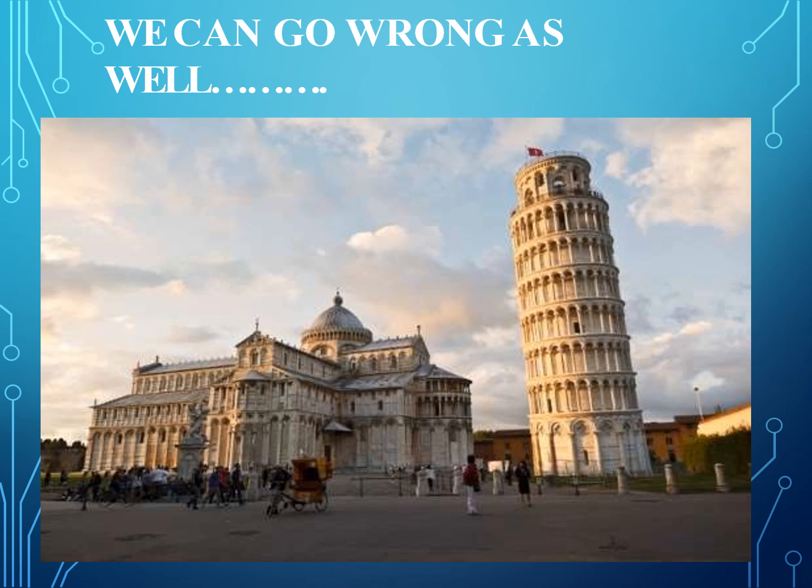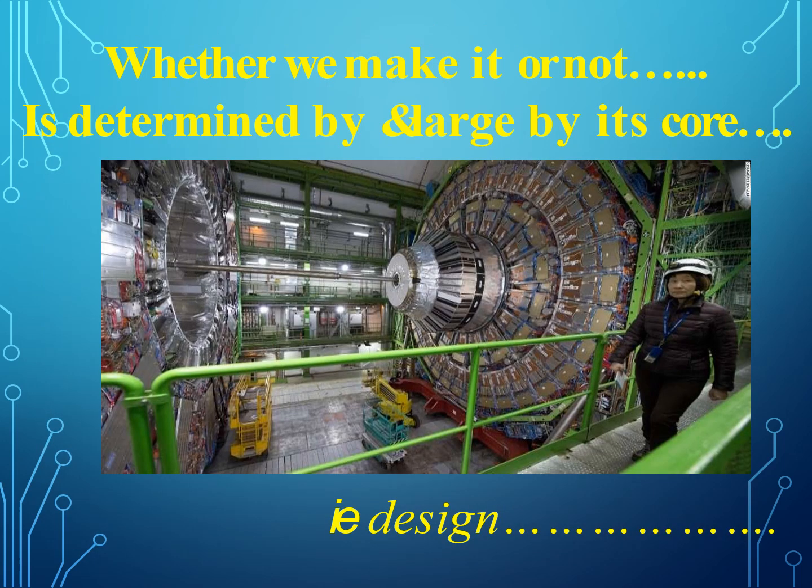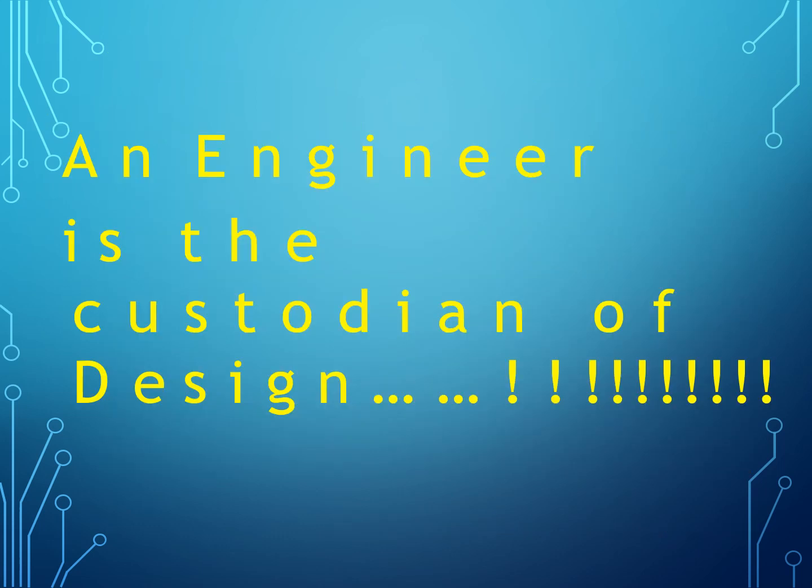Also, we engineers can go wrong as well, as you can see. Whether we make it or not, it is determined by and large by its scope, that is, design. The engineering design process is a systematic iterative problem-solving method which produces solutions to meet human wants and desires. An engineer is the custodian of design.